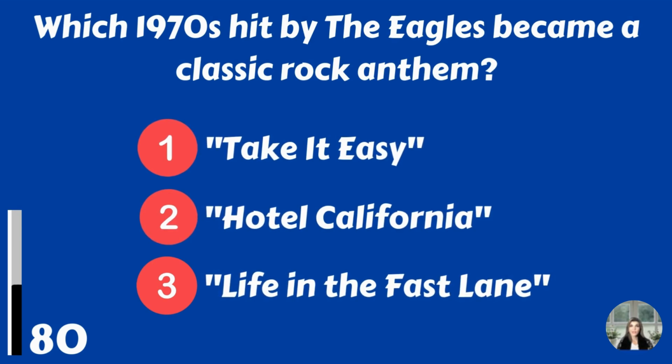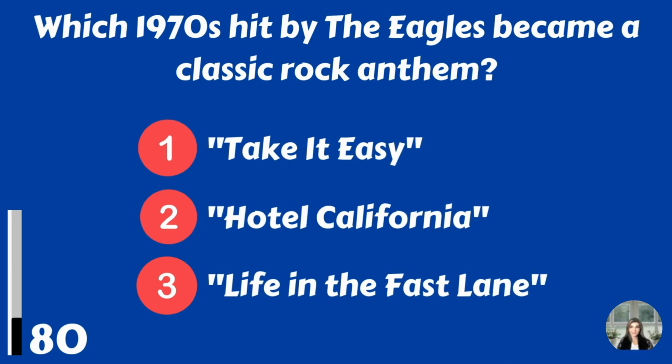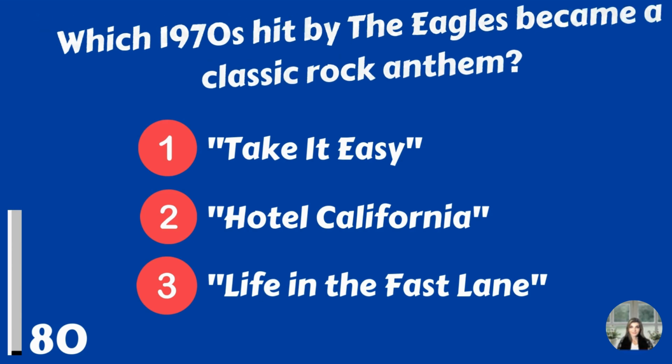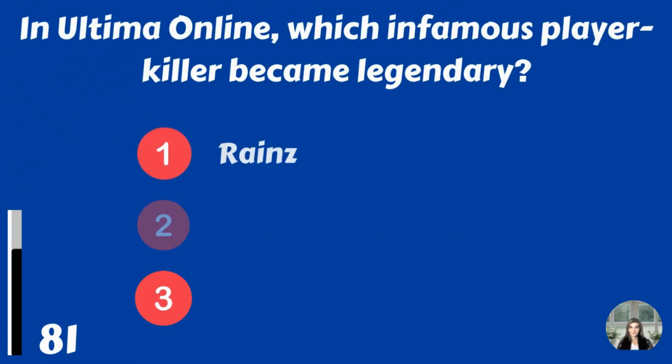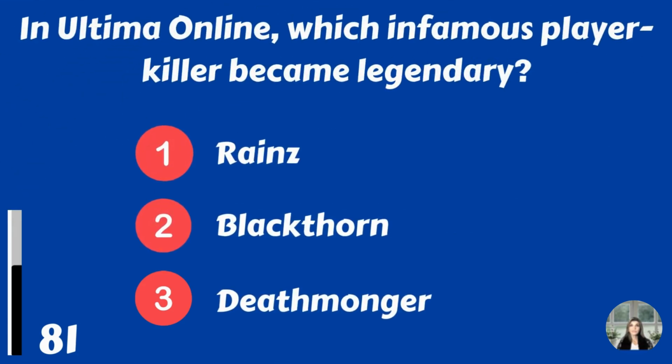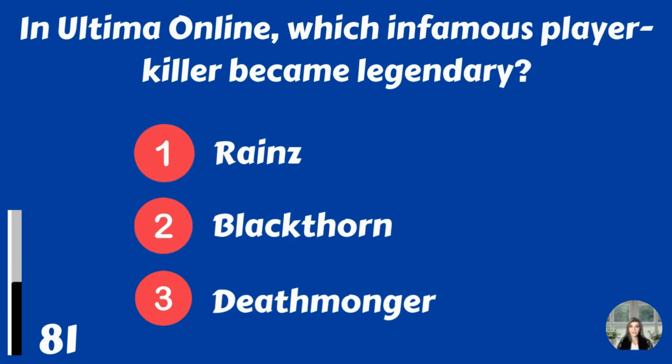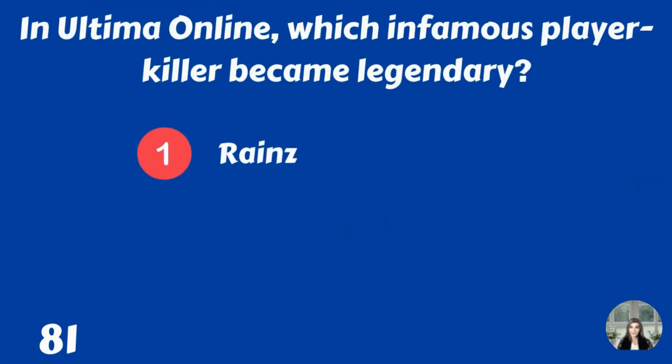Take It Easy, Hotel California, or Life in the Fast Lane? Hotel California. In Ultima Online, which infamous player killer became legendary? Reigns, Blackthorn, or Deathmonger? Reigns.